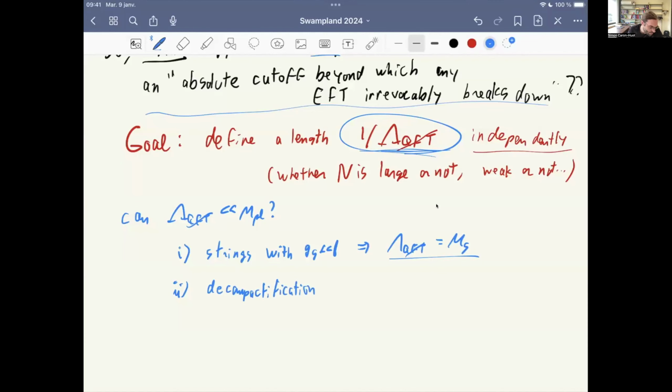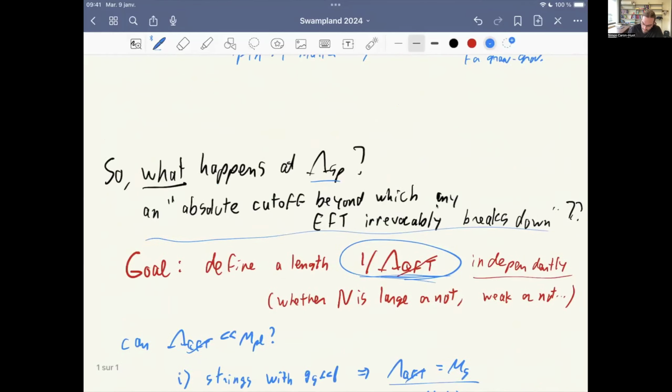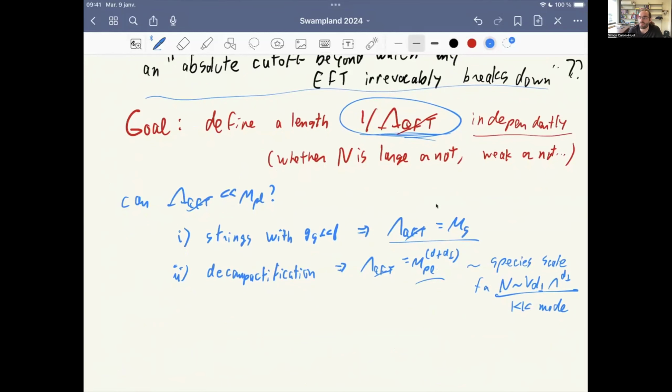So in this case, as was well known, if you decompactify d perp dimensions, the QFT breaking scale would be the Planck mass in these higher dimensions, which is also known to be the species scale. For a matter distribution that scales like the number of KK modes, not just the volume of perp, the volume of the extra dimensions times the cutoff to the d perp. Okay, so if you just plug this formula for N into the traditional formula for the species scale, you end up with a higher dimensional Planck scale. Okay, so that's a famous estimate.